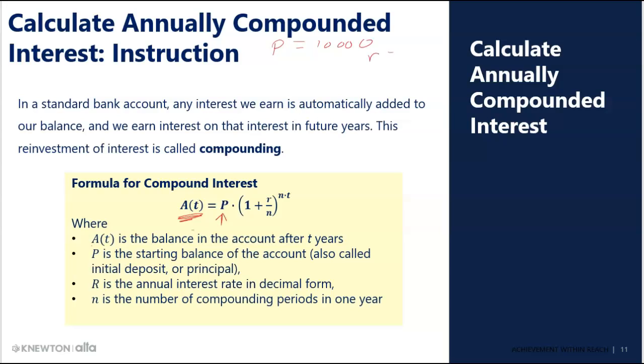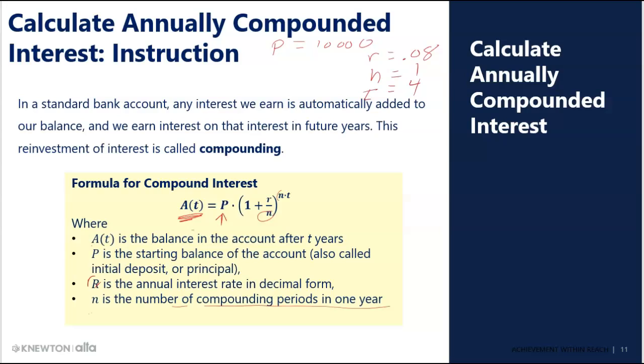R is the interest rate. In our case, it would be 0.08. N is the number of compounding periods in 1 year. If you're compounding annually, that means once per year. So N is going to be 1 for our case, and T is the 4 years we used. So R, that should be a small letter r, the way they've used it in the formula, is the interest rate in decimal form. And notice there's an N here and an N here.